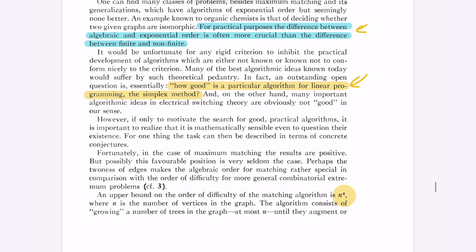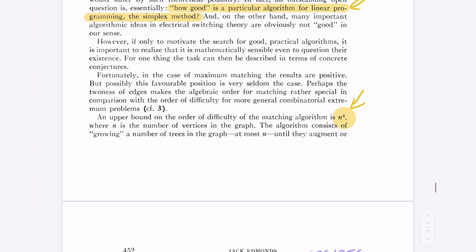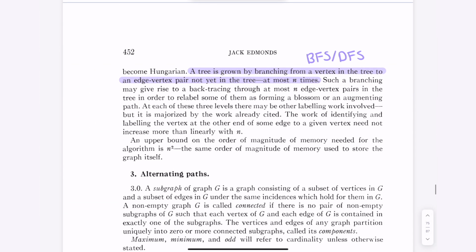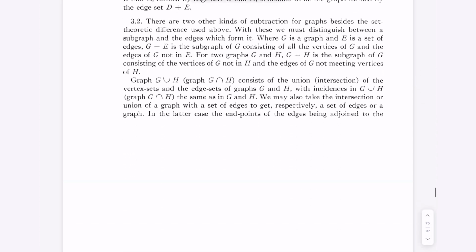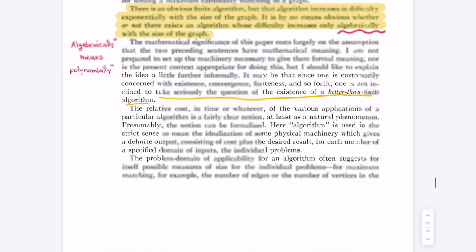Right. And here he says, look, an upper bound on the order of difficulty of the matching algorithm is n to the fourth. So he didn't bother to do m for edges. He just said there's at most n squared edges. So running time is n to the fourth. We got mn squared. And yeah, he didn't even have the words BFS or DFS. He said, oh, I'm kind of growing some kind of search tree from a vertex at most n times. Okay. So yeah, this just goes on.